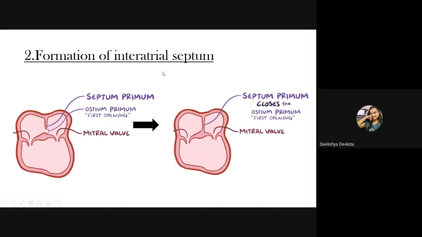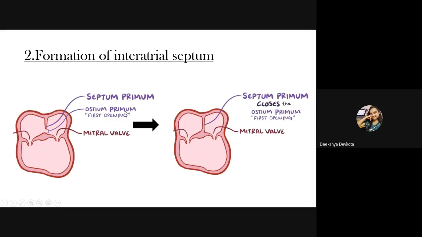It's a little bit complicated, but it's easy in this. The wall of the heart, the uppermost wall, the atrial wall, gives rise to a septum, which descends down and leaves a small opening. This septum is called the septum primum, and the small opening that is left for a short amount of time is called the ostium primum.